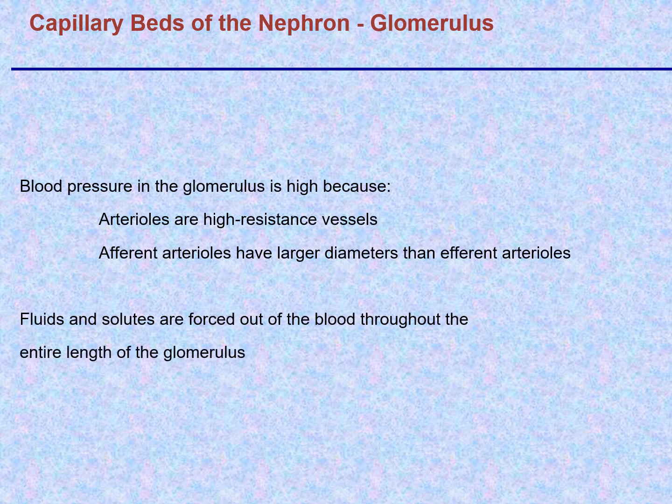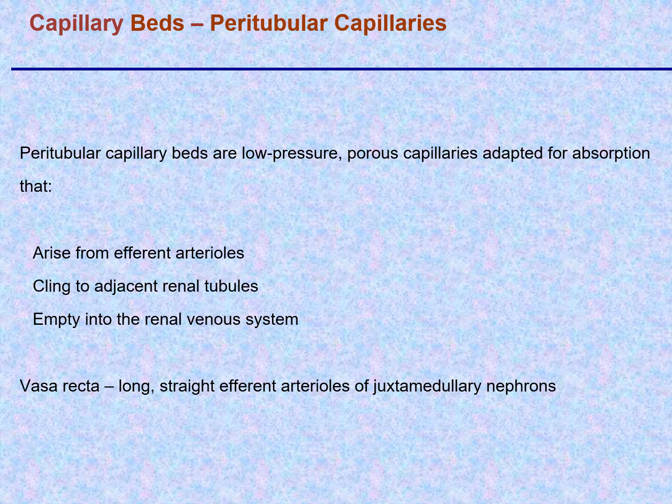Blood pressure, as I was saying, the blood pressure in the glomerulus is relatively high for a capillary bed. The arterioles feeding in and out are fairly high resistance vessels and can change the diameters. The afferent arteriole has a larger diameter than the efferent, and for that reason there's a reasonably high pressure inside the glomerulus because the inlet is larger than the outlet. Fluids and solutes get forced out of the blood through the entire length of the glomerulus by a process called filtration, right?